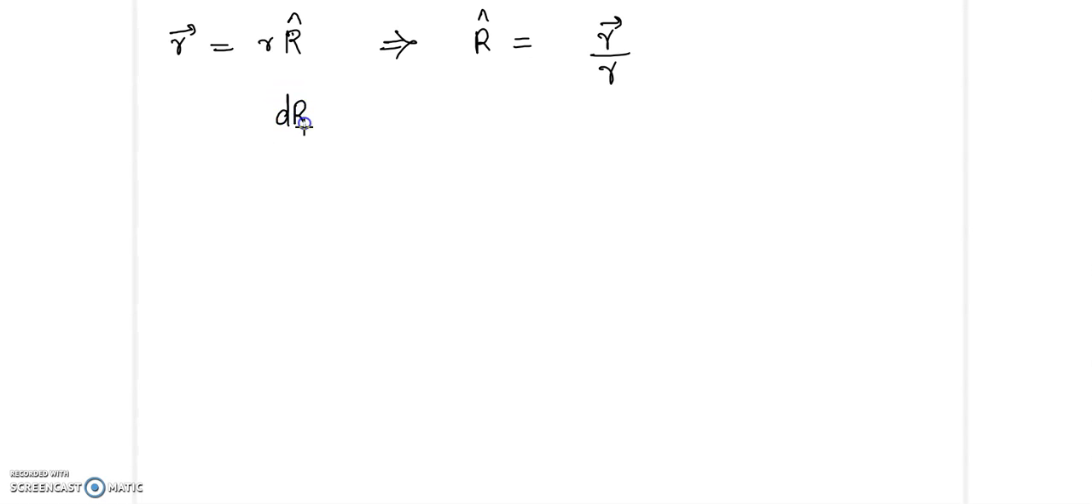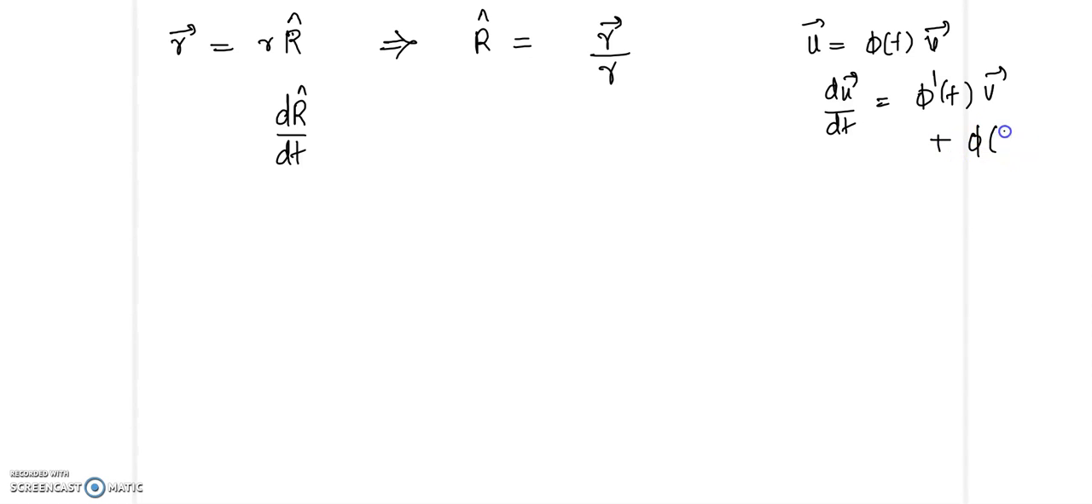Now let me find out dR by dt. If you have say u in the form some phi of t into vector v, then du by dt will be phi dash of t v plus phi of t into dv by dt. So this comes in the form of product rule. Upon dR by dt will be equal to, so here 1 by r is your scalar function. So when you differentiate with respect to t, so you will get phi dash of t. So r is a function of t. So by chain rule, the derivative of 1 by r is minus 1 by r square, then r in the derivative dr by dt.